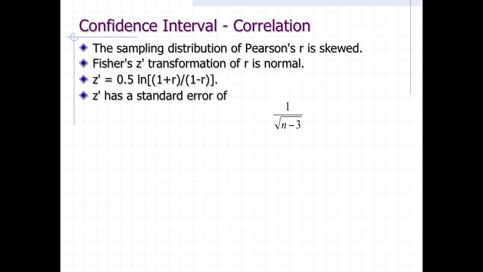There are several things to keep in mind when computing the confidence level on ρ, the population value of Pearson's R. The sampling distribution of Pearson's R is skewed. R can be transformed to Fisher's Z prime, which is normal. Z prime can be computed easily or found using a computer program. Z prime has a standard error of 1 divided by the square root of n minus 3.